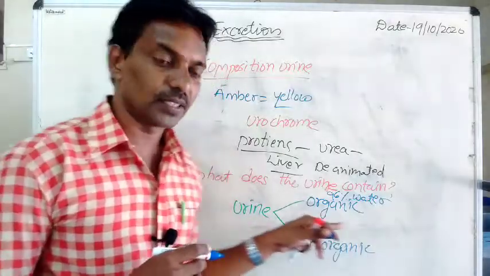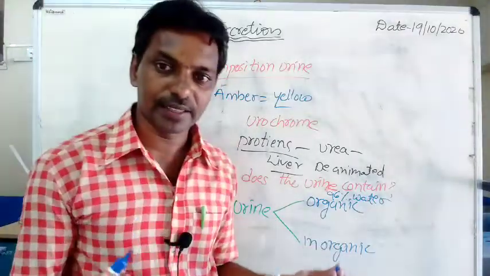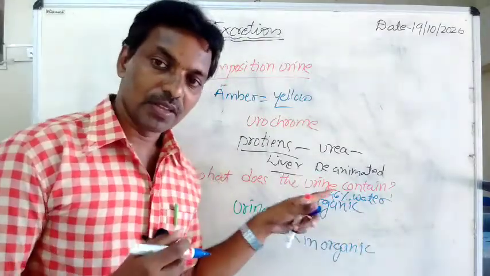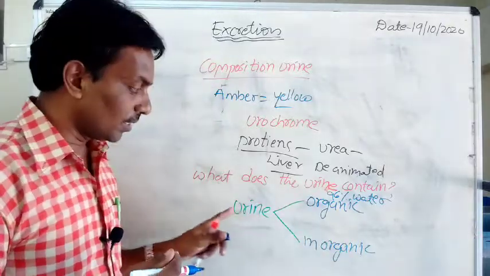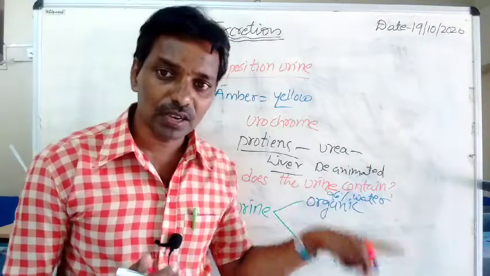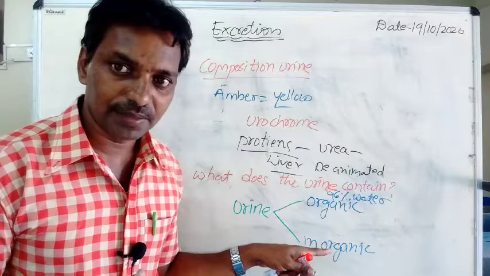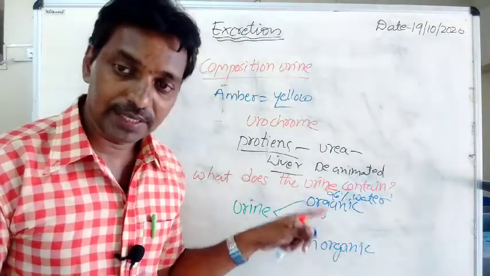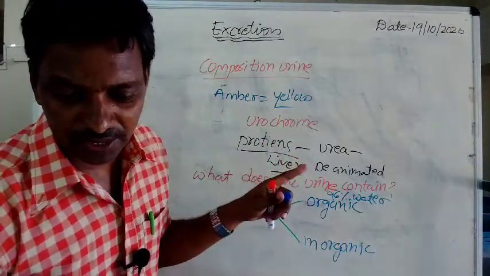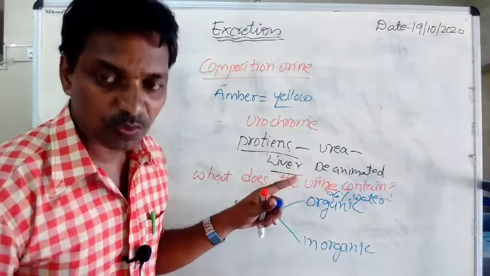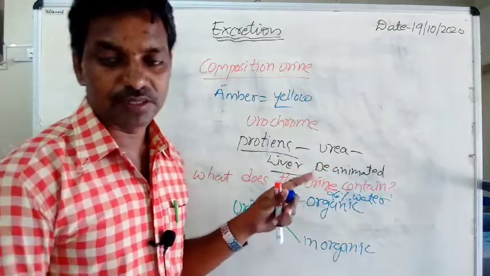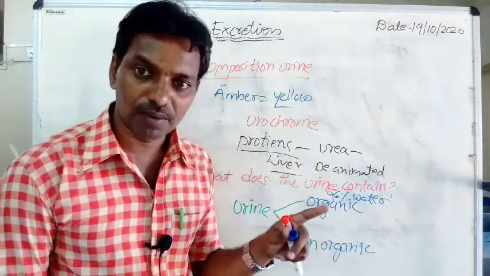What are the organic substances present in the urine? We can write another question. What does urine contain? Urine contains 96% water, organic substances and inorganic substances. One more question: what organic substances are present in our urine? Urea, uric acid, creatinine, and other substances, water soluble vitamins, hormones, oxalates.